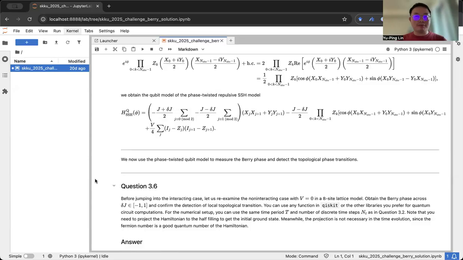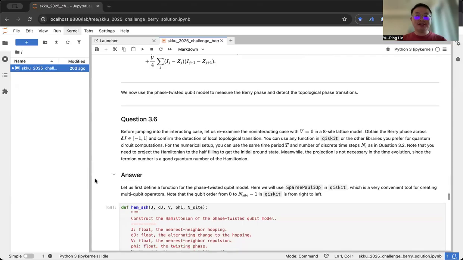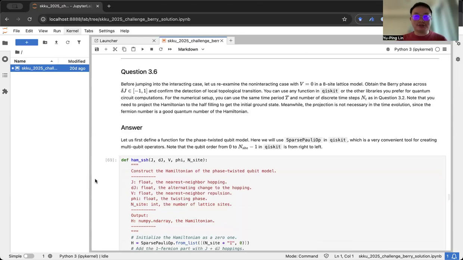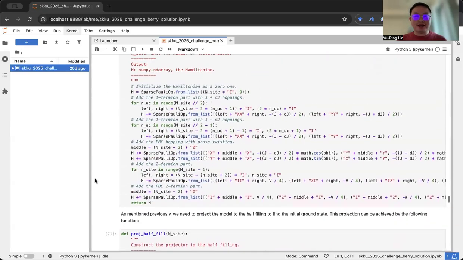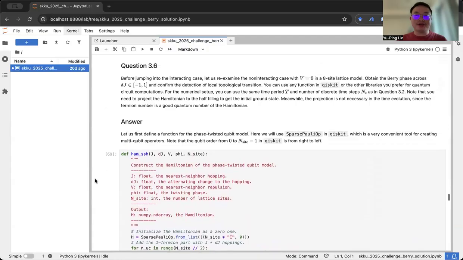So we have got the qubit Hamiltonian we want to study, and we can now use it to measure the Berry phase. In question 3.6, I want you to use the qubit Hamiltonian to confirm the topological phase transition in the non-interacting case, but now with the lattice model. One important point here is that because we are looking at half filling, but our full qubit Hamiltonian contains the quantum space of all of the fillings with different particle numbers.